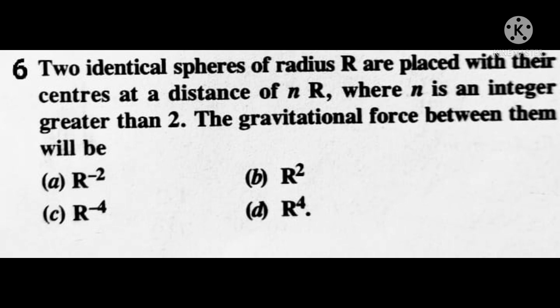In this question, we have given two identical spheres of radius r, and they are placed at a distance of nr from their center. Means the distance between their centers is nr, where n is an integer which is greater than 1. Then the gravitational force, that is the force of attraction between them, will be. So let us see how we can find this gravitational force in this case.